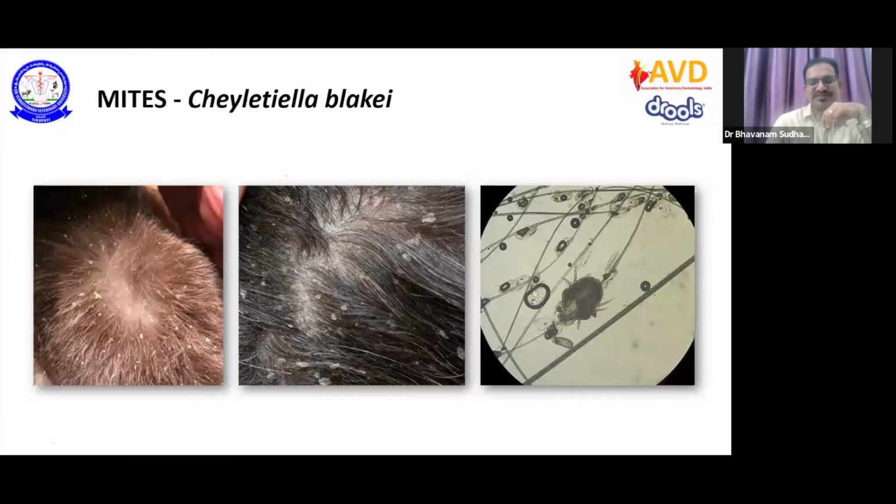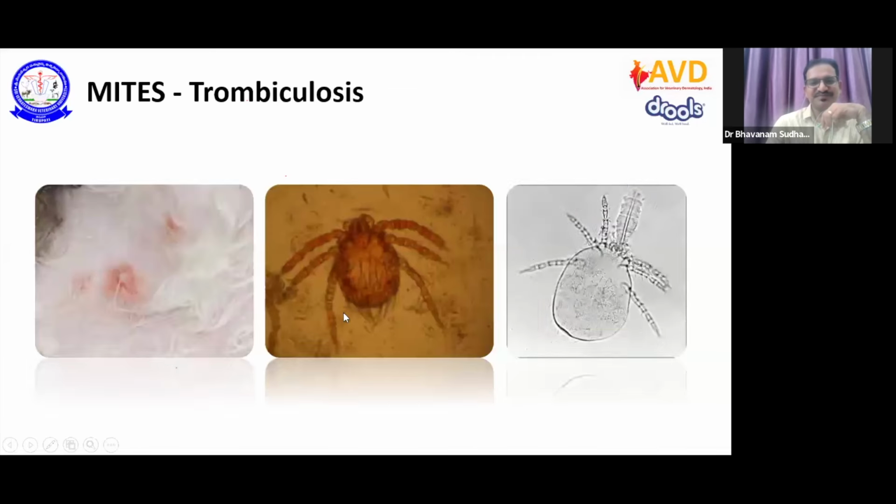Next one is cheyletiellosis, which we can call walking dandruff. Here we can see the lesions and how they appear. Only flakes will be there, and these flakes are going to be present all over the body, especially the dorsal region. When these are moving, the scales appear like that. So you can call this a moving dandruff.